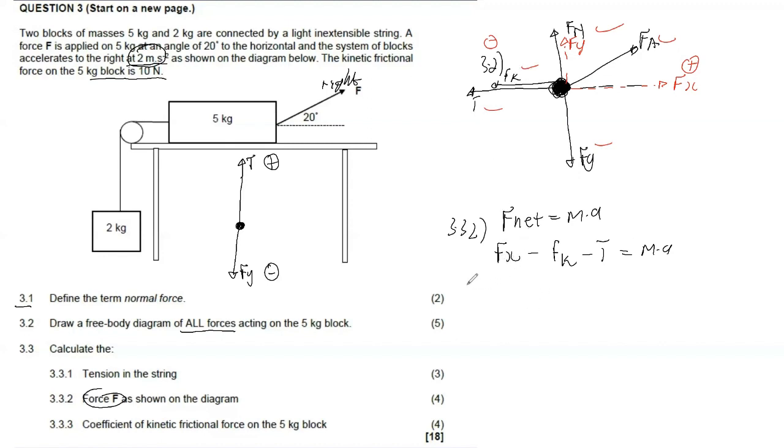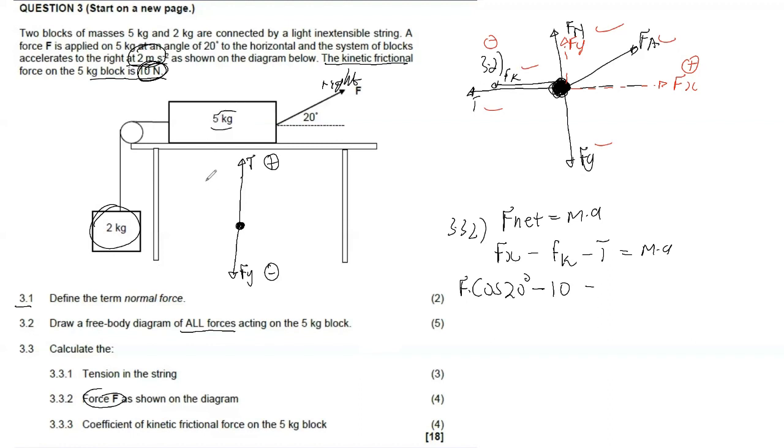Then remember, Fx breaks down to F cos theta, where our theta here is 20 degrees. We also have our kinetic frictional force. It is given here. They said the kinetic frictional force on the 5 kg block is 10 newtons. So you see the importance of collecting your data and reading your statement very carefully. Then that's 10. Our tension, remember, we just calculated in the previous question. Though we calculated the tension using the 2 kg block, note that this is the same string. So the tension in the 2 kg block is the same tension in the 5 kg block.